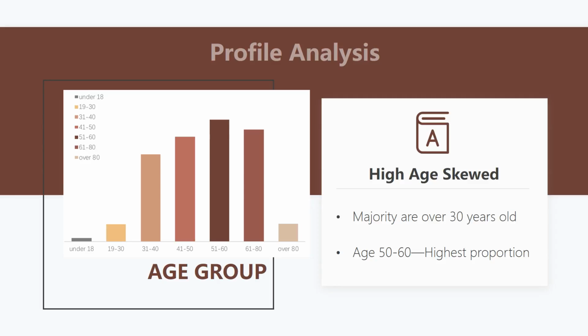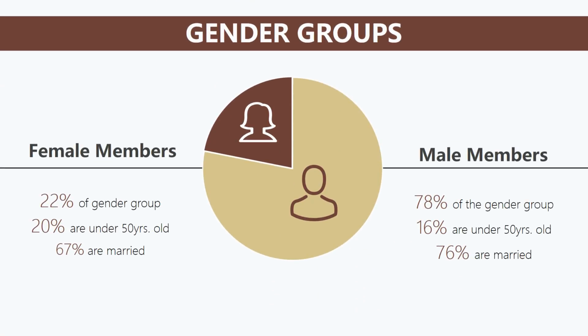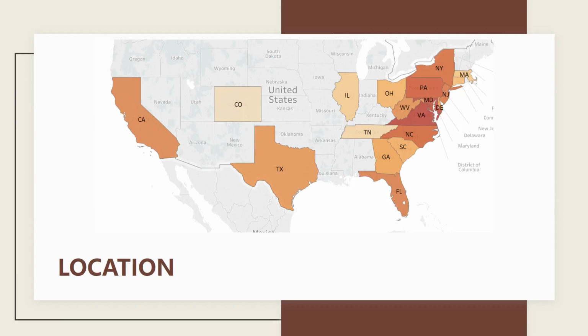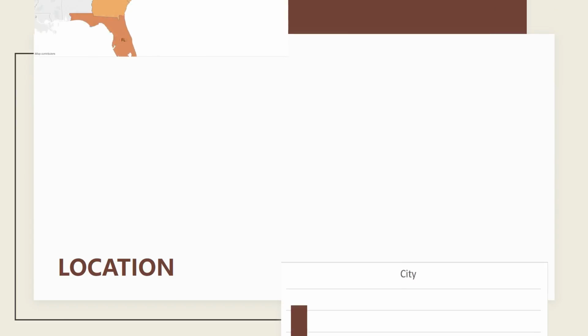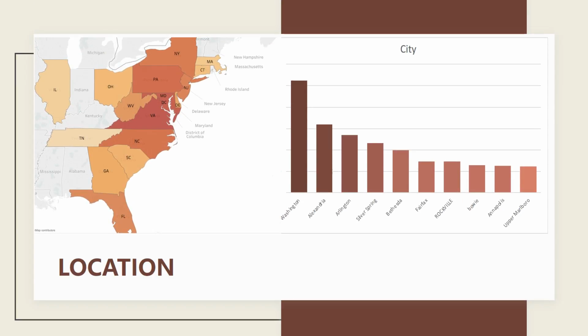So one of them was age. As we can see, most of our season ticket members are older. We also looked at gender, so the vast majority of them are male. And also location. Surprisingly, we have some people from all over the country, but most of them are focused around the DC area.